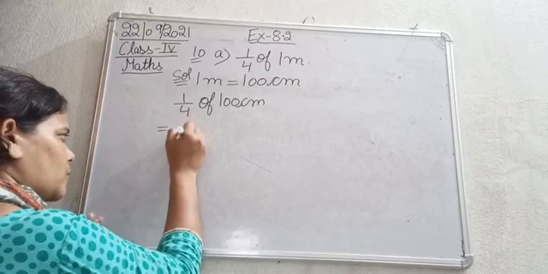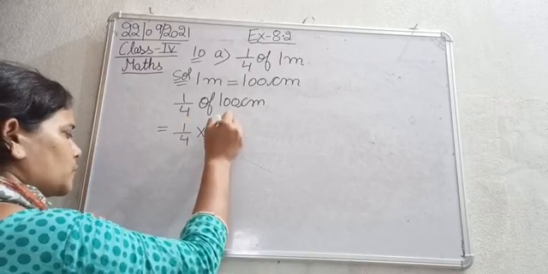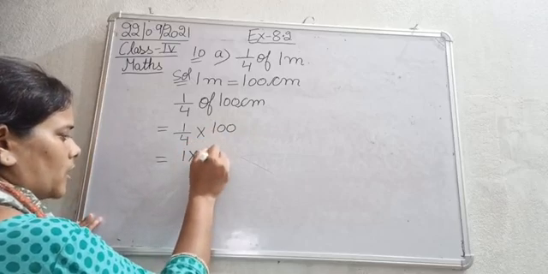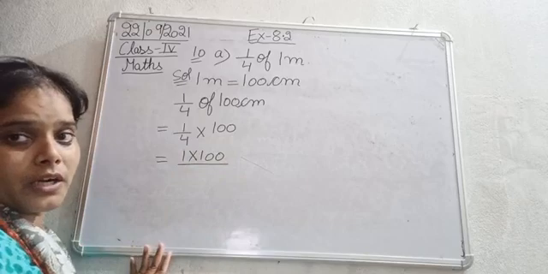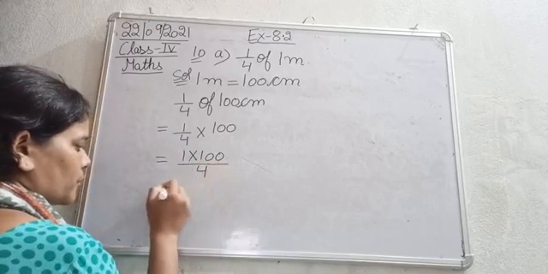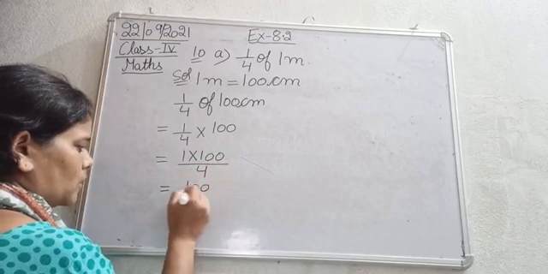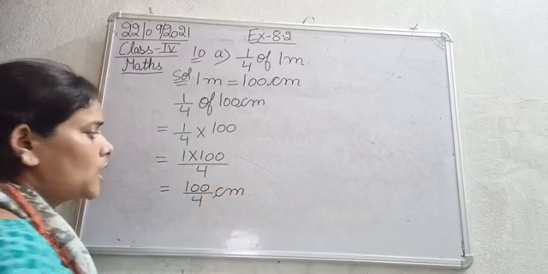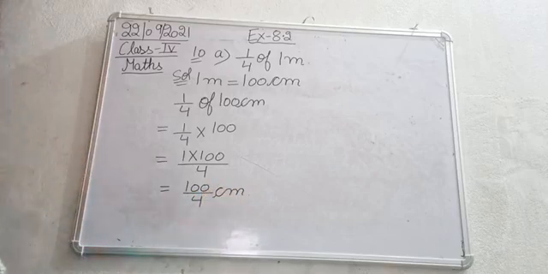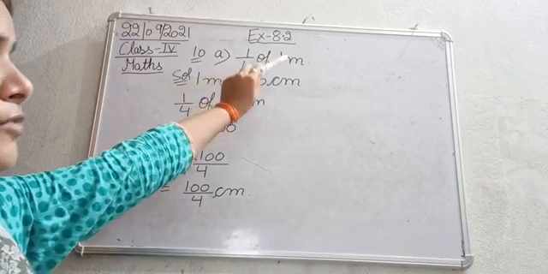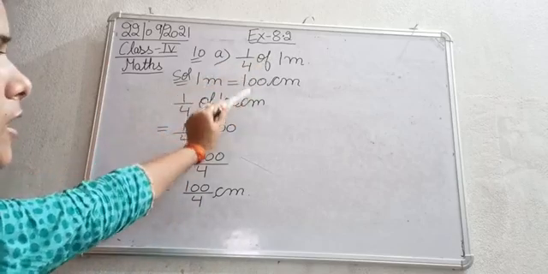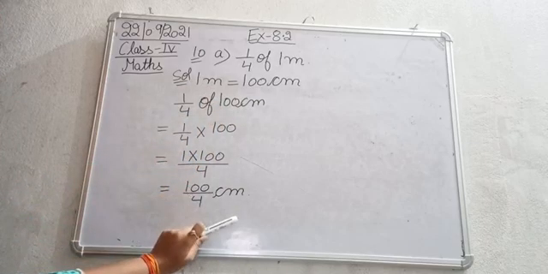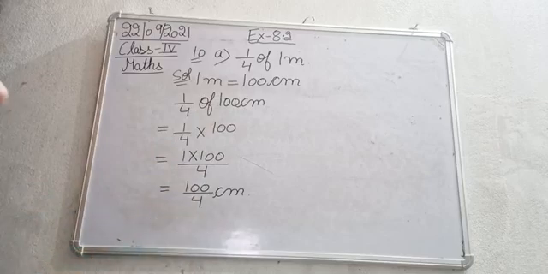So 1/4 of 100 centimeter is 1/4 into 100. That is 1 into 100, the common denominator is 4. So this is 100 upon 4 centimeter. Because 1 meter is equal to 100 centimeter, that's why we have converted 1 meter into 100 centimeter. And then the same calculation as we were doing earlier. So this is now 100 upon 4 centimeter.